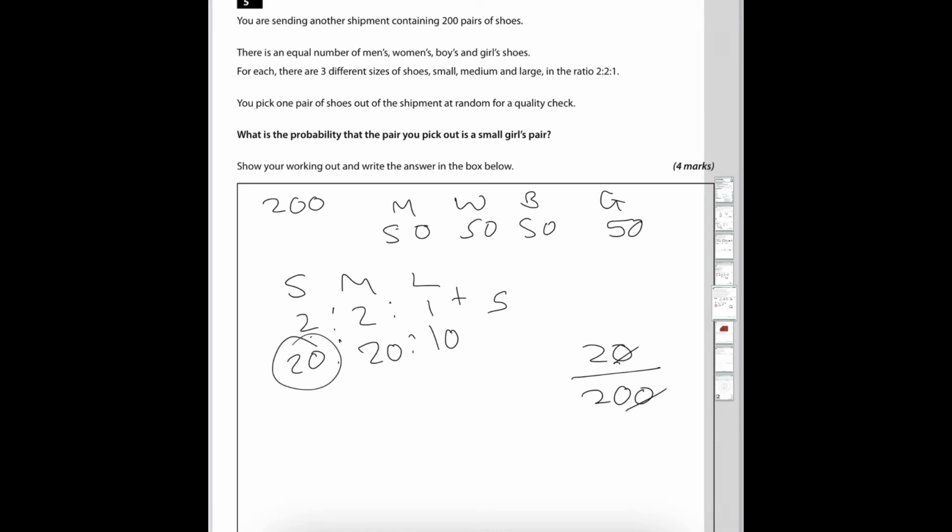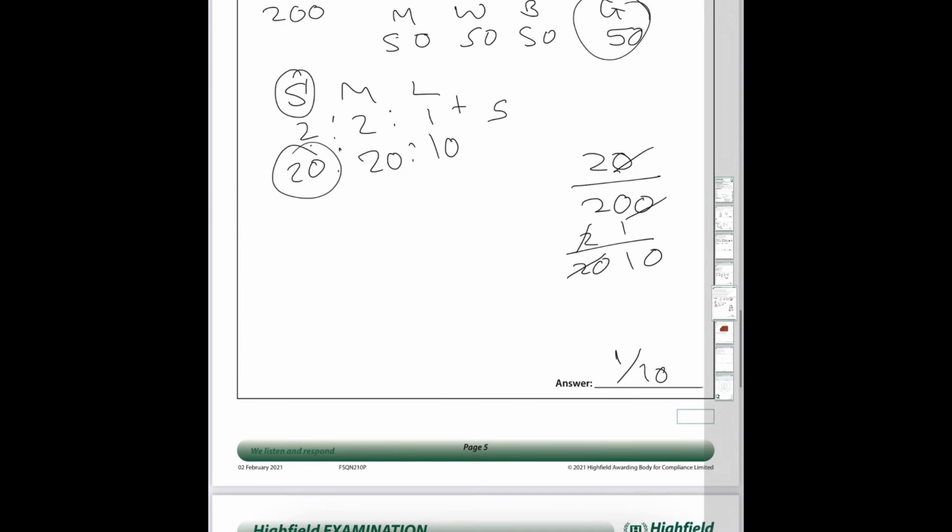And then what we can do is change that fraction down as much as we possibly can to get 1 over 10. Or it will be accepted if you just put 20 over 200, because you've done the calculation, you've worked out that there are going to be 50 girls. Out of those 50, to get a small is going to be 20. So your probability is 20 out of 200. If you left it like that, that would still be an acceptable answer. So just to finish off, 1 over 10.